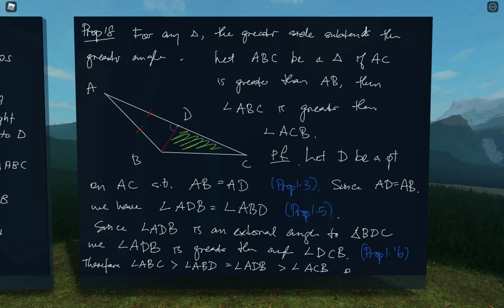Okay, so ABC is greater than angle ABD because ABD is part of ABC. And we've shown earlier that ABC and ABD are the same. I'll just mark these here because of the isosceles triangle business.